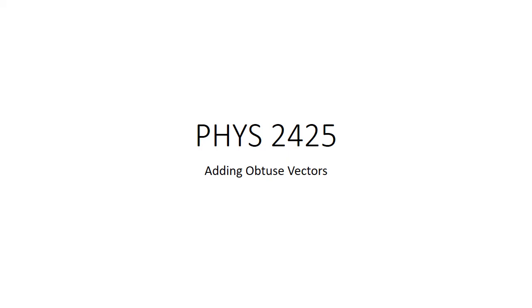So we've learned how to add vectors that are collinear. In other words, they're all in one direction. And we also have learned how to add vectors that are perpendicular. So what if they're neither perpendicular nor collinear? So I'm going to do some obtuse vectors here, so they can make an obtuse angle.